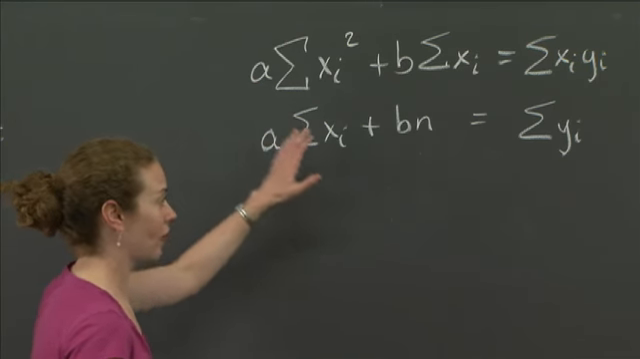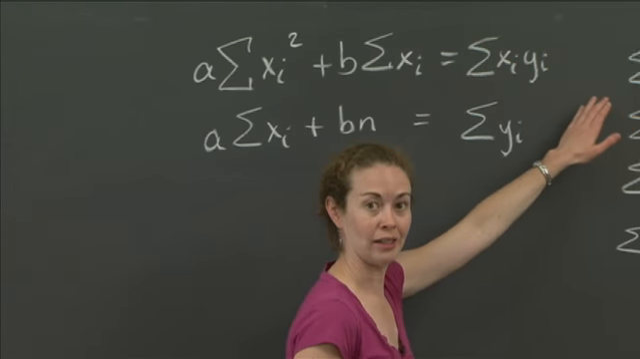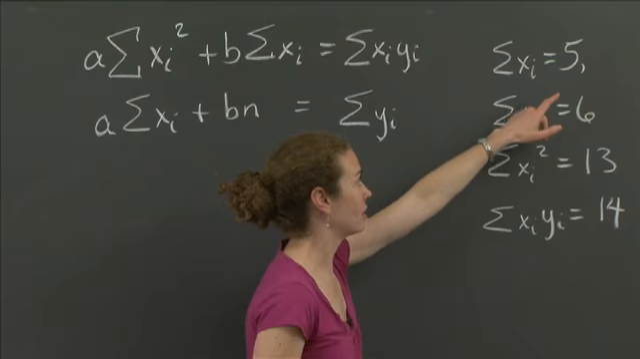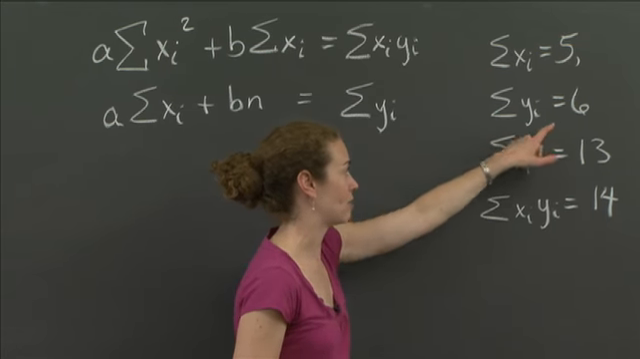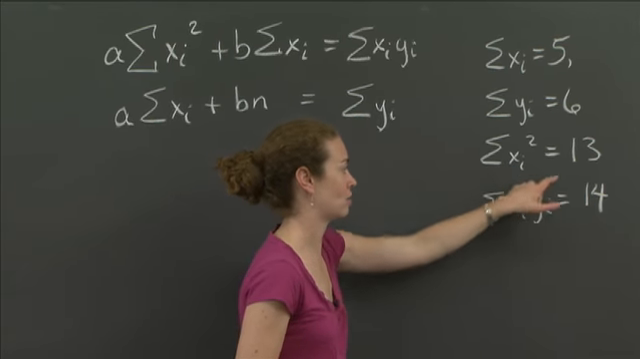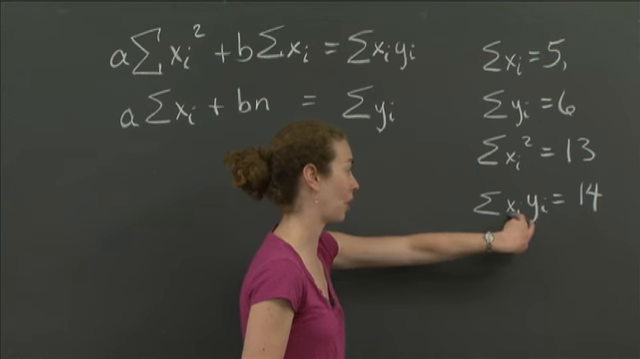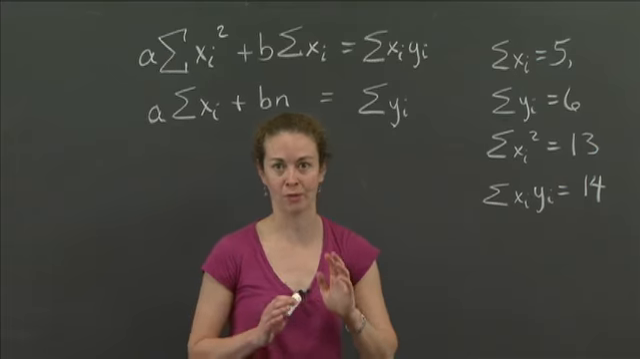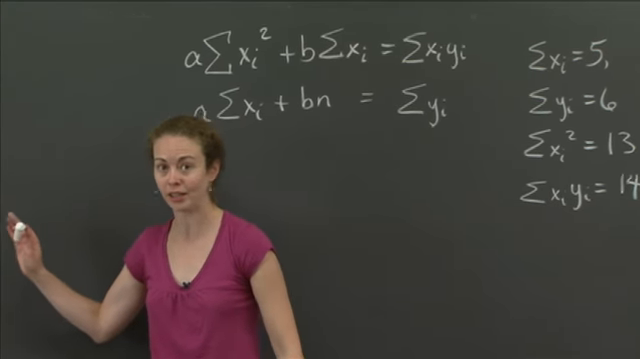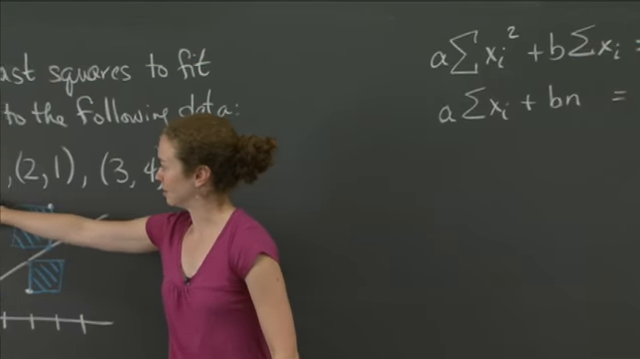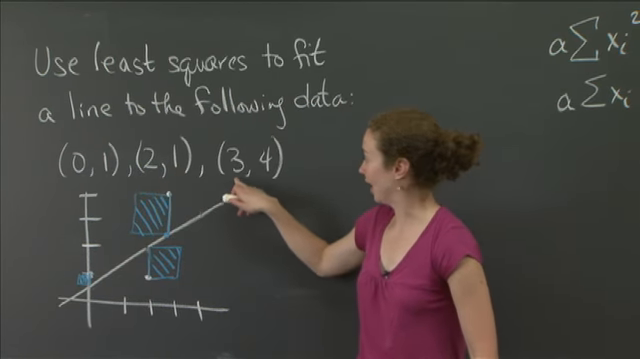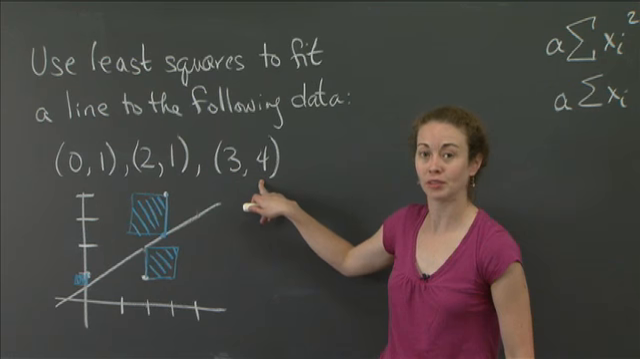So I've put all the values I need over here on the right. We're going to need the sum of all the xi's, and that's 5. The sum of all the yi's is 6. The sum of the xi squareds is 13, and the sum of the xi yi products is 14. Now, where are these coming from? Remember, what is xi and what is yi? If we come back over here, this is x1, y1, x2, y2, x3, y3. So that's sort of how we get these.